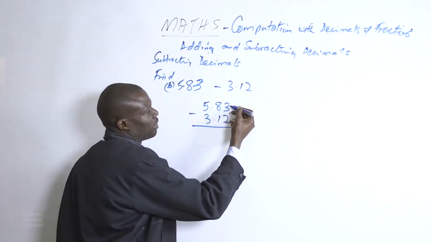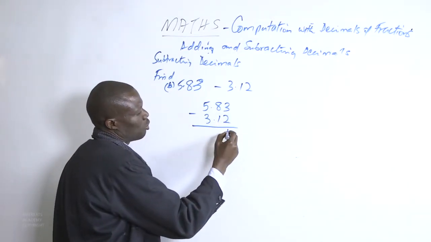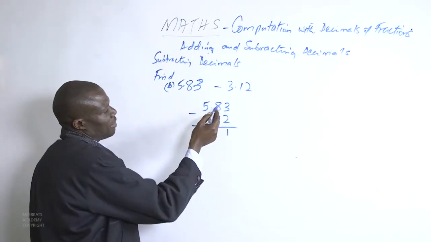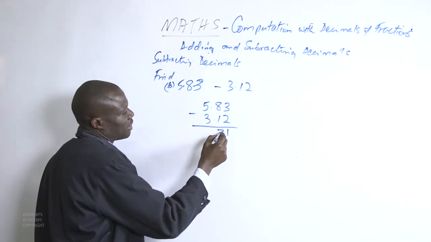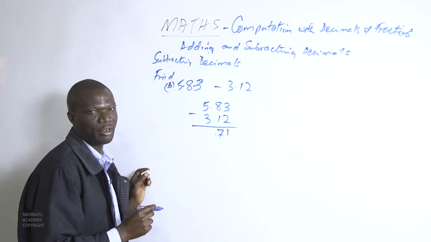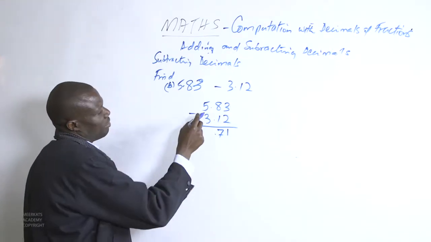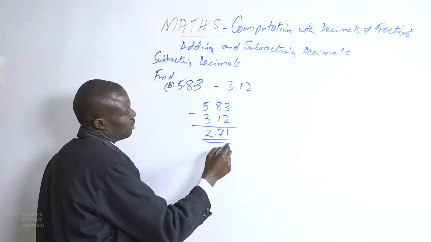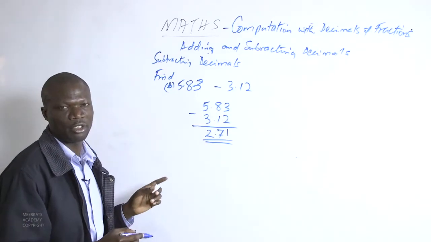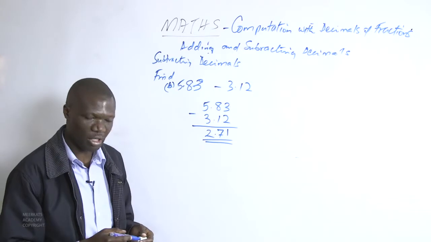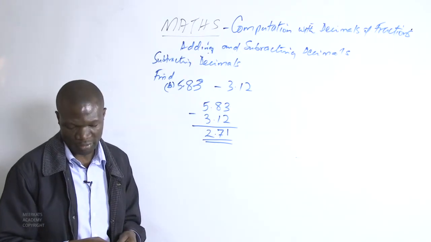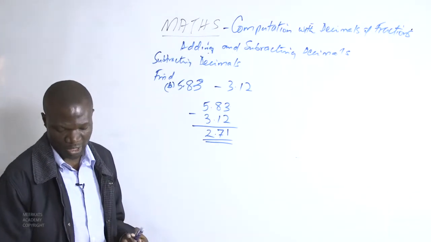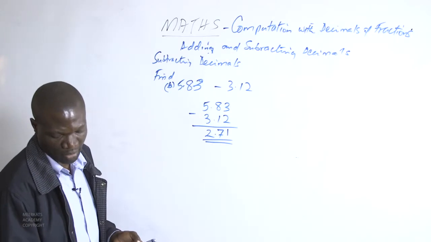So we subtract: 3 minus 2 gives us 1. 8 minus 1 gives us 7. We have not carried or borrowed any number. 5 minus 3 gives us 2. It is positive. So our answer, when you subtract, is 2.17. But let us look at another mixture of numbers.